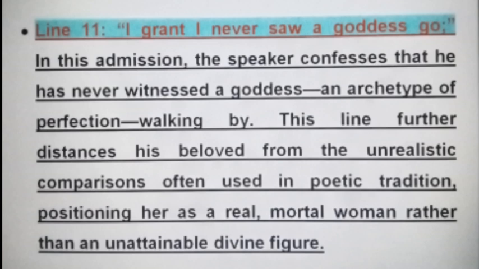Line number 11. I grant I never saw a goddess go. In this line, the speaker confesses that he has never witnessed a goddess, that is, an archetype of perfection, walking by. This line further distances his beloved from the unrealistic comparisons often used in poetic tradition, positioning her as a real, mortal woman rather than an unattainable divine figure.